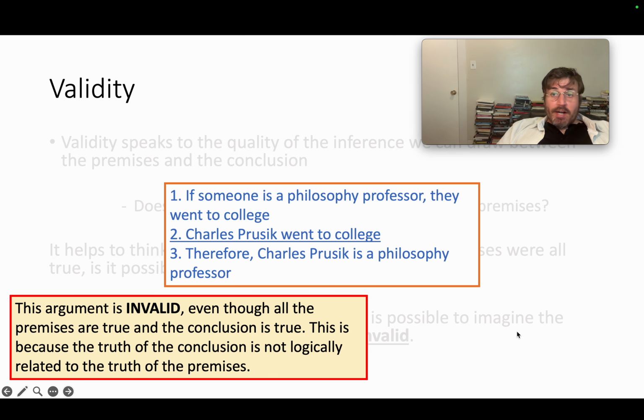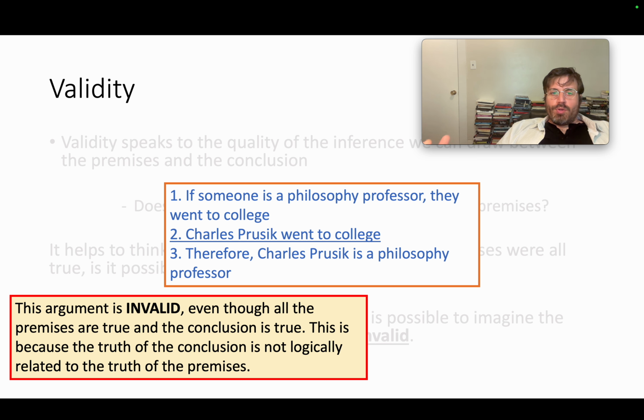This argument is actually invalid. And this might be a little tricky because we seem to have sentences, taken by themselves, that are factually true, right? Their truth value analysis is all good. However, there's something about the arrangement, the reasoning process, that doesn't quite work. This argument is invalid, even though the premises are true and the conclusion is also true.